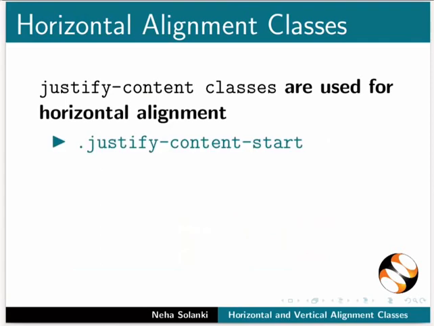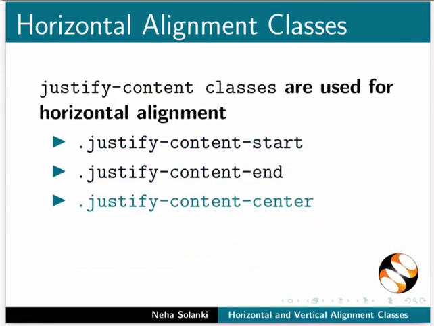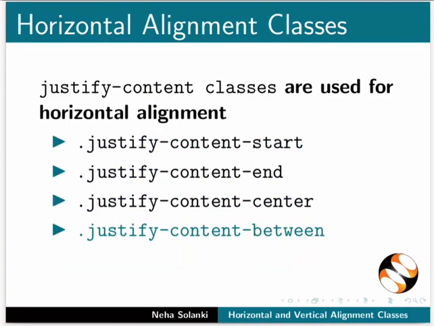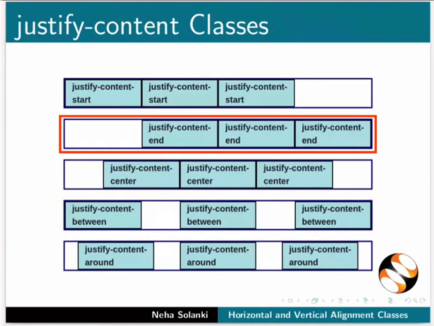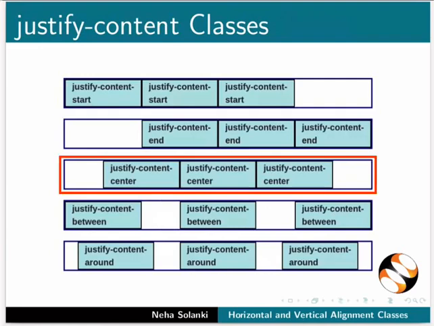These are .justify-content-start, .justify-content-end, .justify-content-center, .justify-content-between, .justify-content-around. Now let's understand these classes one by one. In .justify-content-start class, we see all the columns shift to the start of the row. In justify-content-end class, all columns shift to the end of the row. In justify-content-center class, all columns shift to the center of the row.